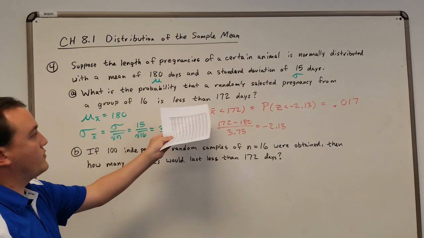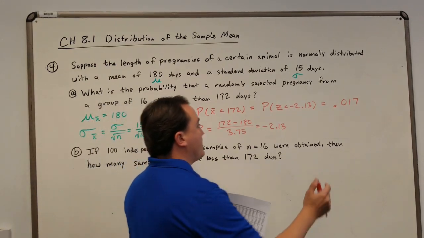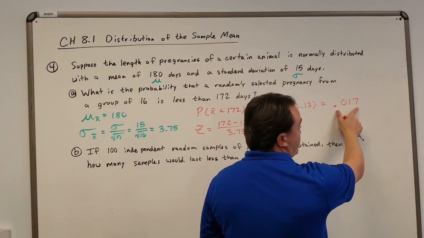What is the probability that a randomly selected pregnancy from a group of 16 is less than 172 days? Well, it's about 1.7% or 0.017.